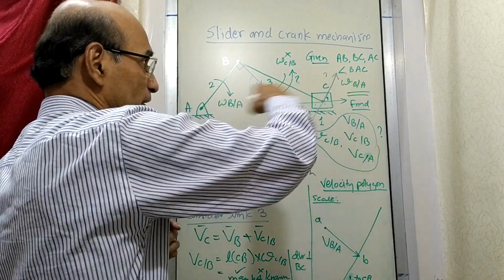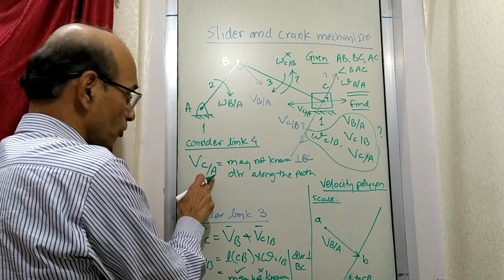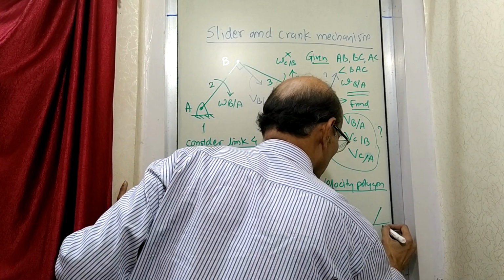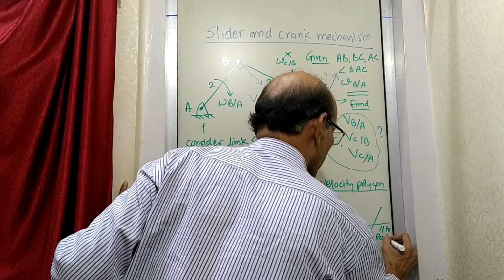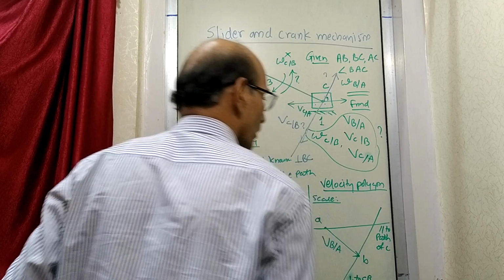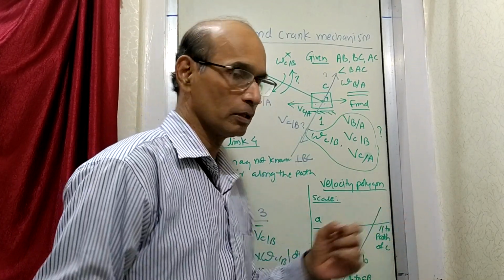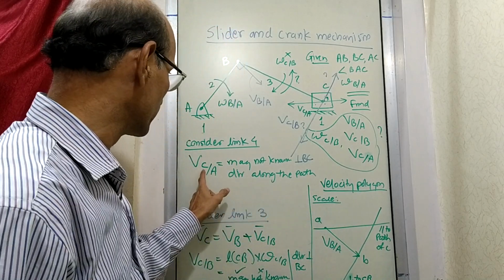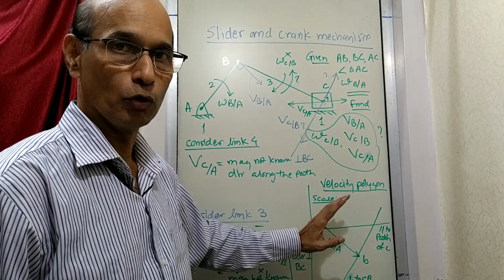We draw a line like this from point A. Why point A? Because this vector is going to pass from point A. So let us draw a line like this, and we say that it is parallel to path of C. We have drawn one line. So on this line C will lie, and that will represent velocity of C with respect to A, wherever the point C is, which we don't know.